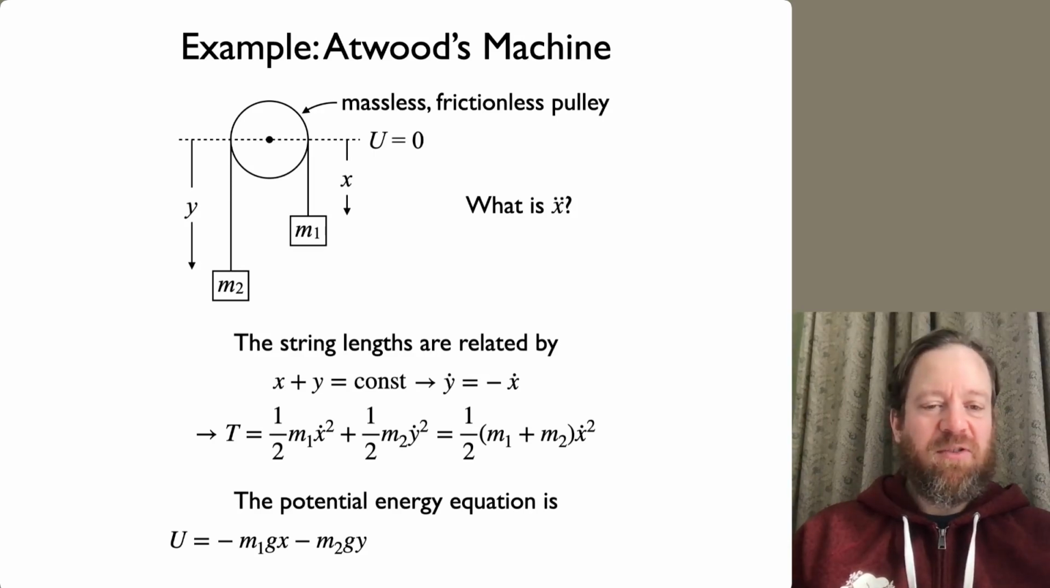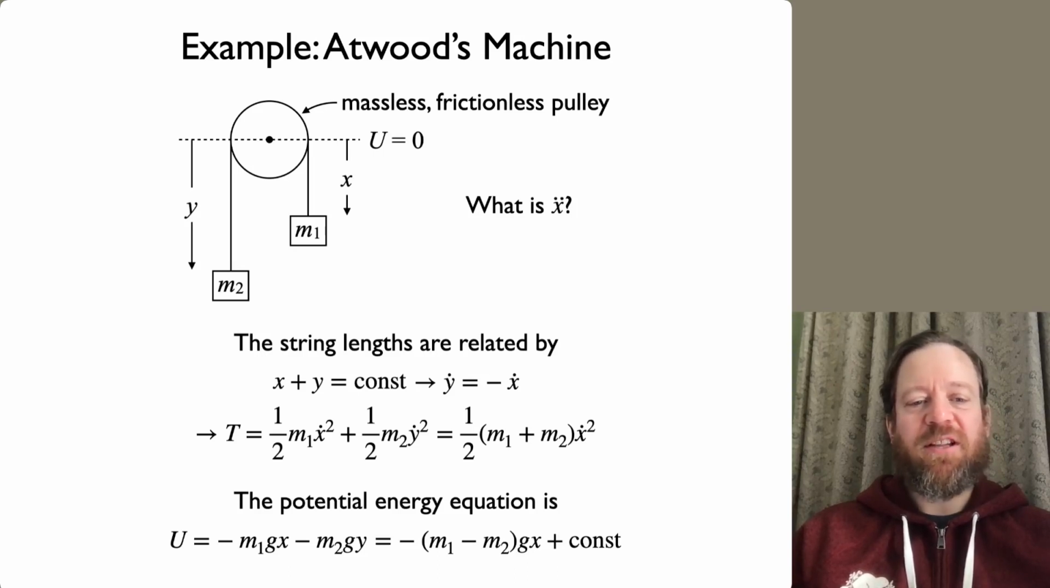Again, we can substitute in for y. When we do so and collect terms, we find that the potential energy U is equal to negative (m1 minus m2) times g x plus some constant. That constant actually isn't going to matter for us in the end, of course, because we will be taking derivatives of the potential energy, so it will go away.